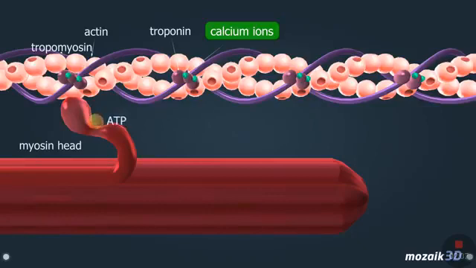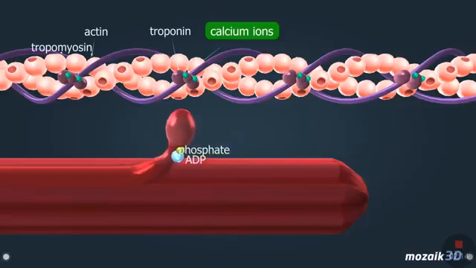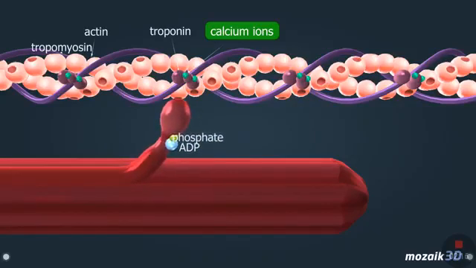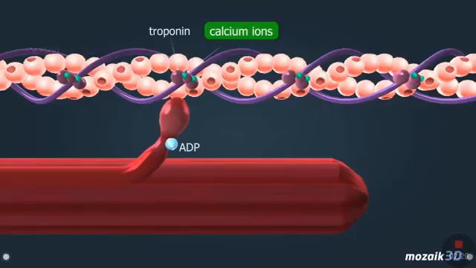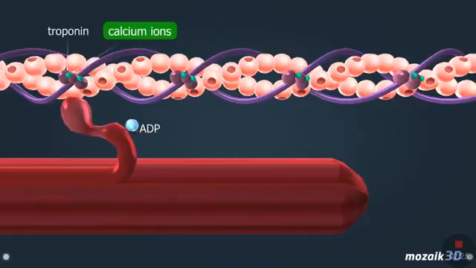Then ATP binds to the myosin head, which releases the actin. The ATP molecule splits into ADP and phosphate, and the myosin binds to the actin again. This process continues while the calcium level in the muscle fiber is high.